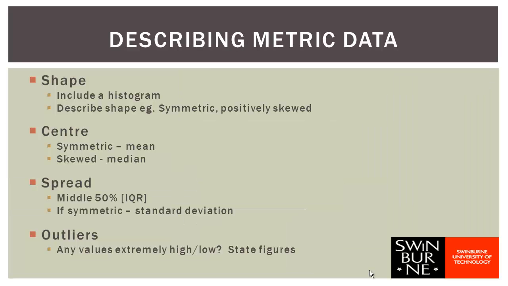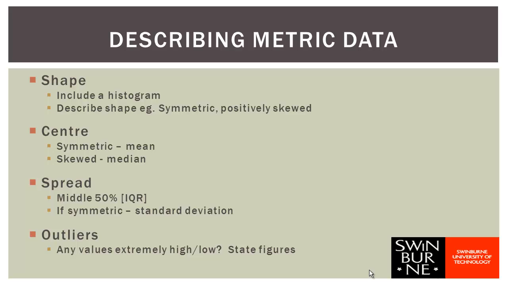When you're writing a report describing the distribution of a metric variable, you should talk about the shape of the distribution, the centre, that's what's typical, the spread, and any outliers. To help people visualize the shape of the distribution, you'd include a histogram. And then you'd describe the shape. For example, you might say it was symmetric or positively skewed or whatever happened to be appropriate.